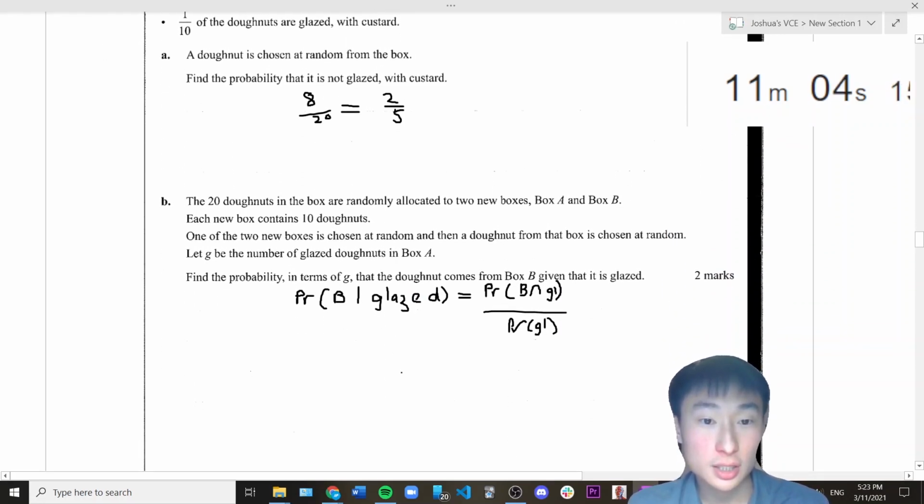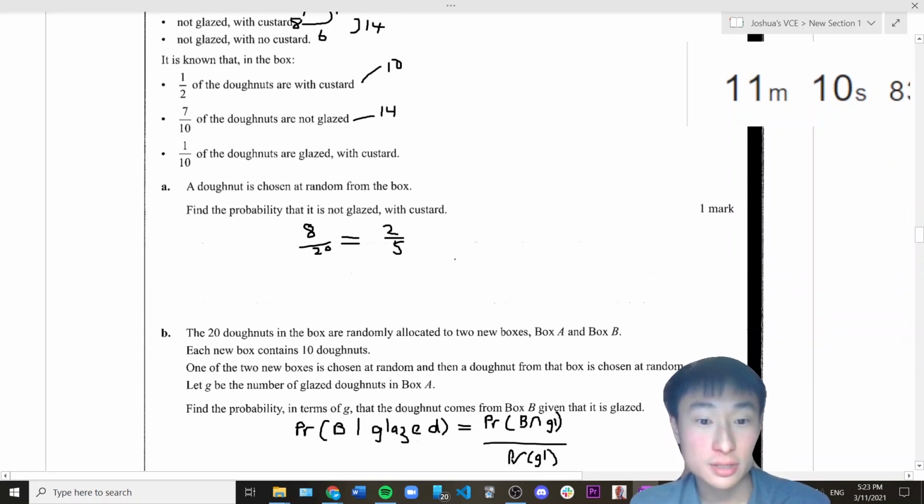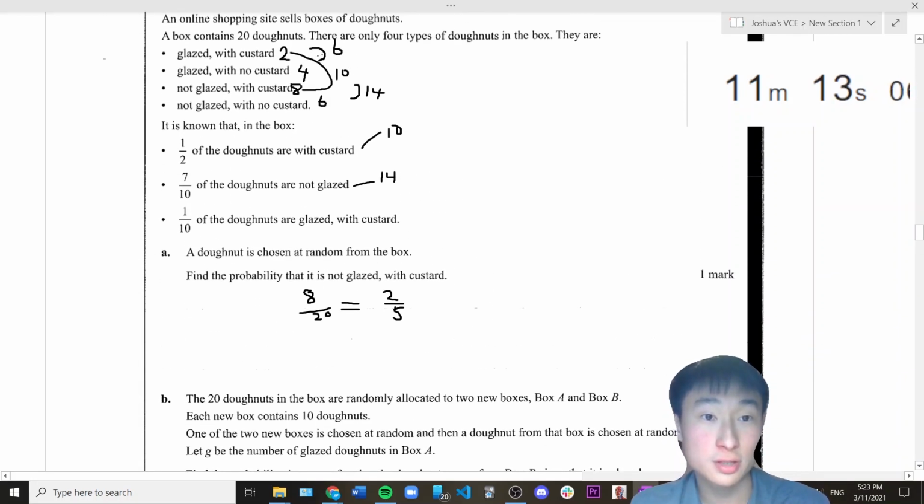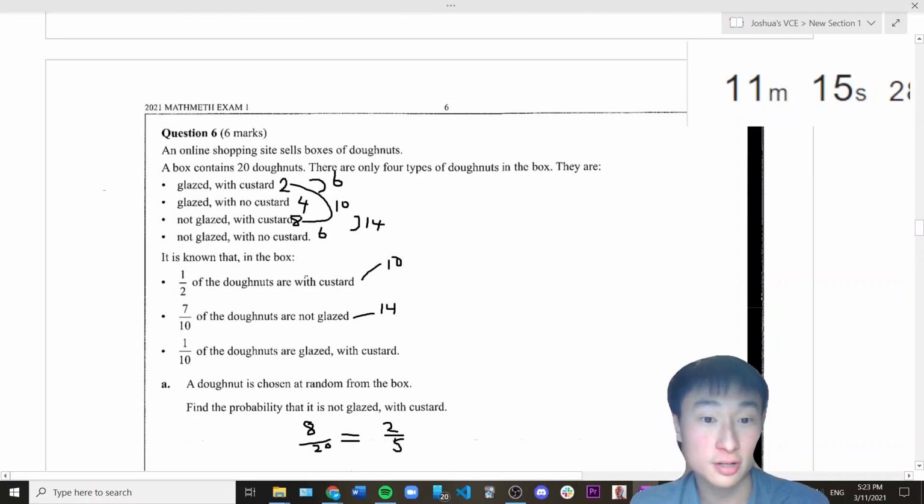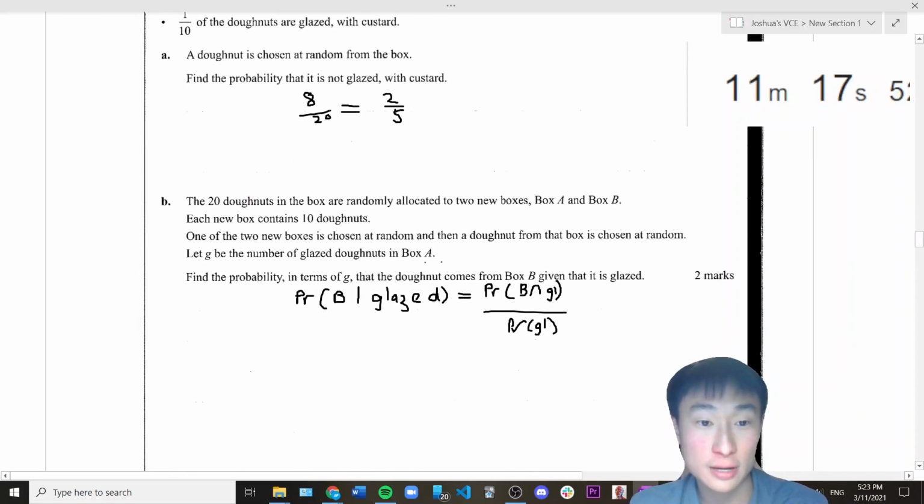Well, if you have G glazed donuts in A, and there are a total of 6 glazed donuts, that means you have 6 minus G glazed donuts in B. So the probability that it's B and it's glazed is 6 minus G over 10, which is the probability that you get a glazed donut.